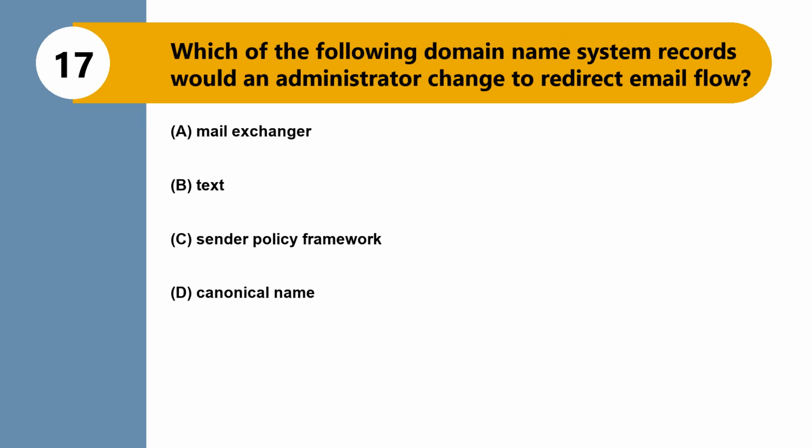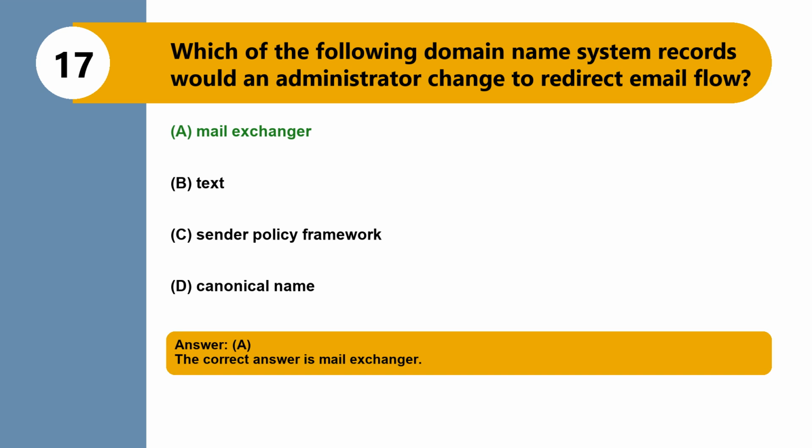Question 17. Which of the following domain name system records would an administrator change to redirect email flow? Option A. Mail exchanger. Option B. Text. Option C. Sender policy framework. Option D. Canonical name. The correct answer is option A, mail exchanger.